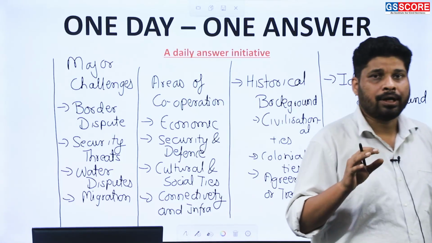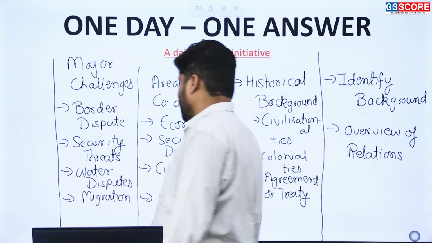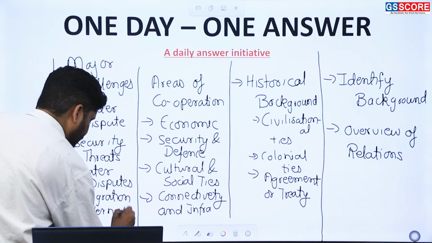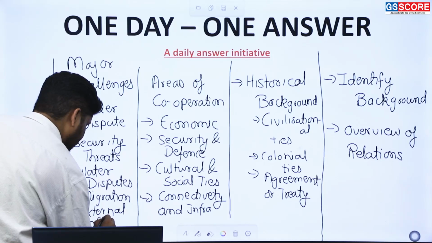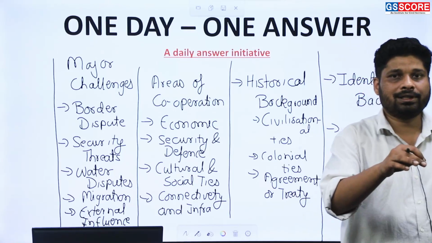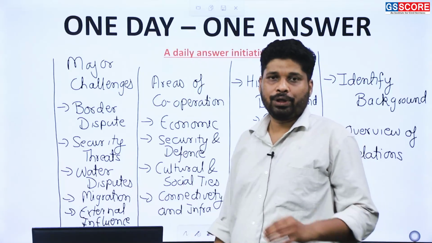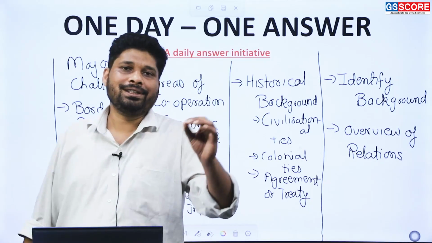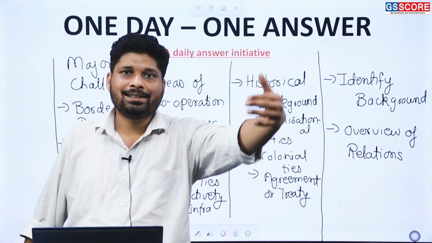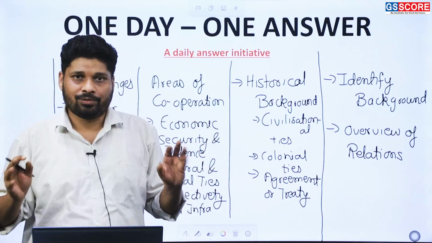The last point that I will make with respect to challenges is external influence. I mean the influence on relations between India and its neighbors from a country that is outside the region of South Asia. तो यहाँ पे obviously the most important power is China. So Chinese influence over relations between India and its neighbors has to find place in your answer. Again, depending upon the nature of the question and the focus of the question.